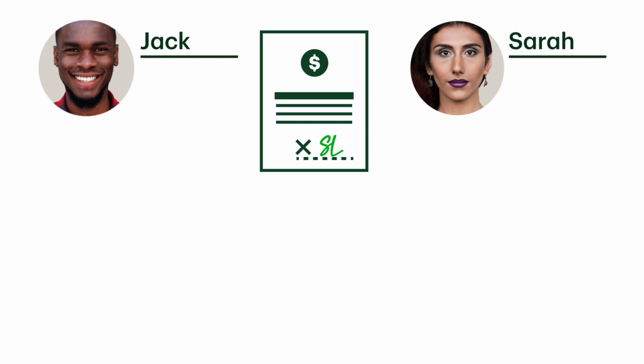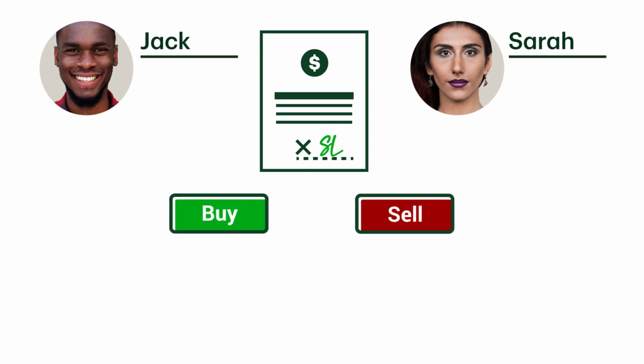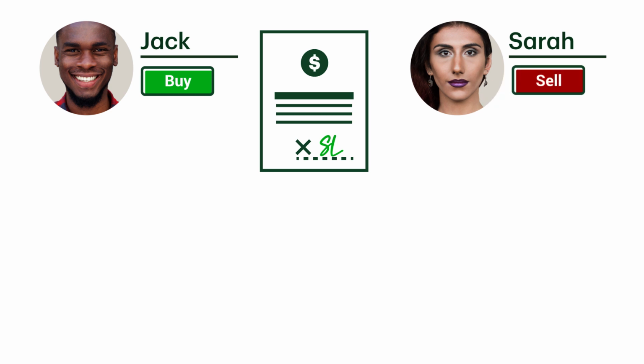What is an option though? An option is a contract between two individuals, in this case, Jack and Sarah. Since an option contract is traded on an exchange like a stock, each trade will have a buyer and a seller. In this scenario, Jack will be the buyer and Sarah will be the seller.